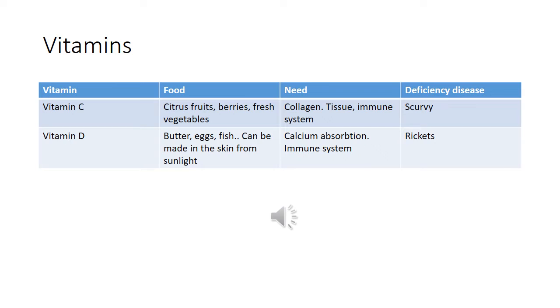So for example, vitamin C can be found in fruit and vegetables, especially in citrus fruit, oranges, and so on. And we need it to make collagen, which is the protein that holds our tissue together, supports our skin, healthy mouth, and so on. We also need it for our immune system. And if we don't have enough vitamin C in our diet, we get the disease that is called scurvy.